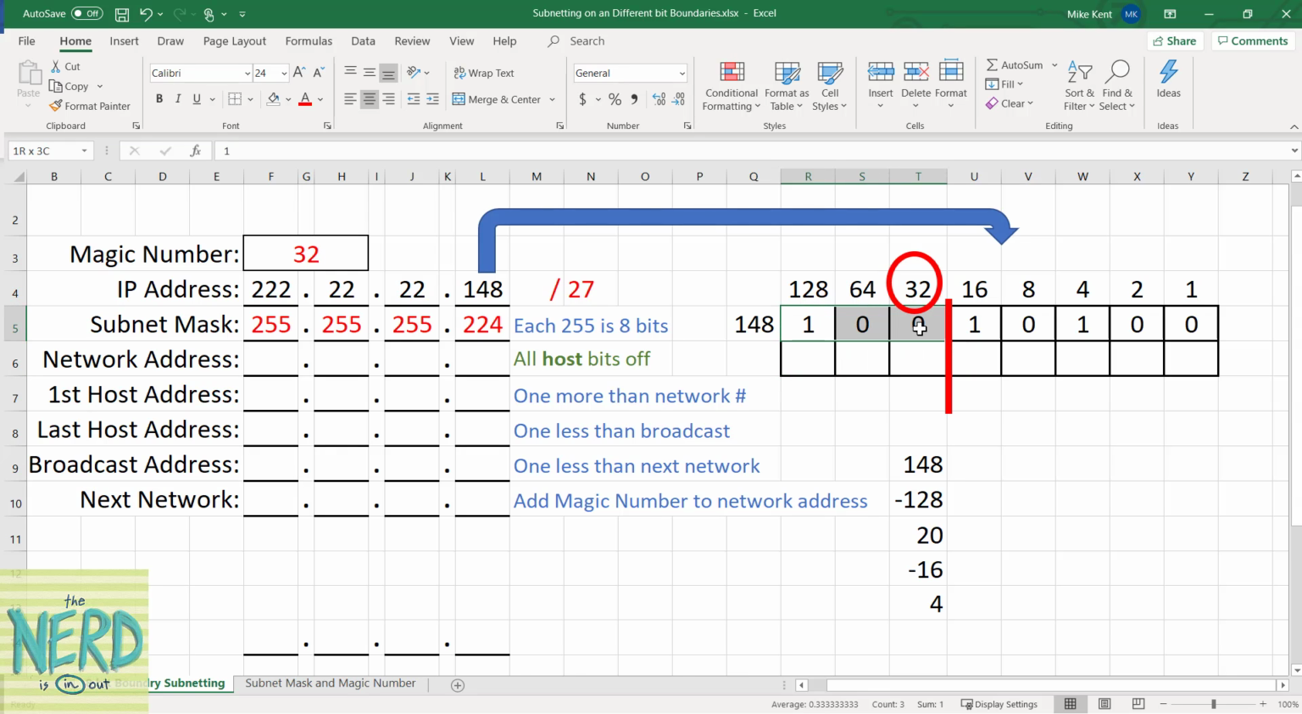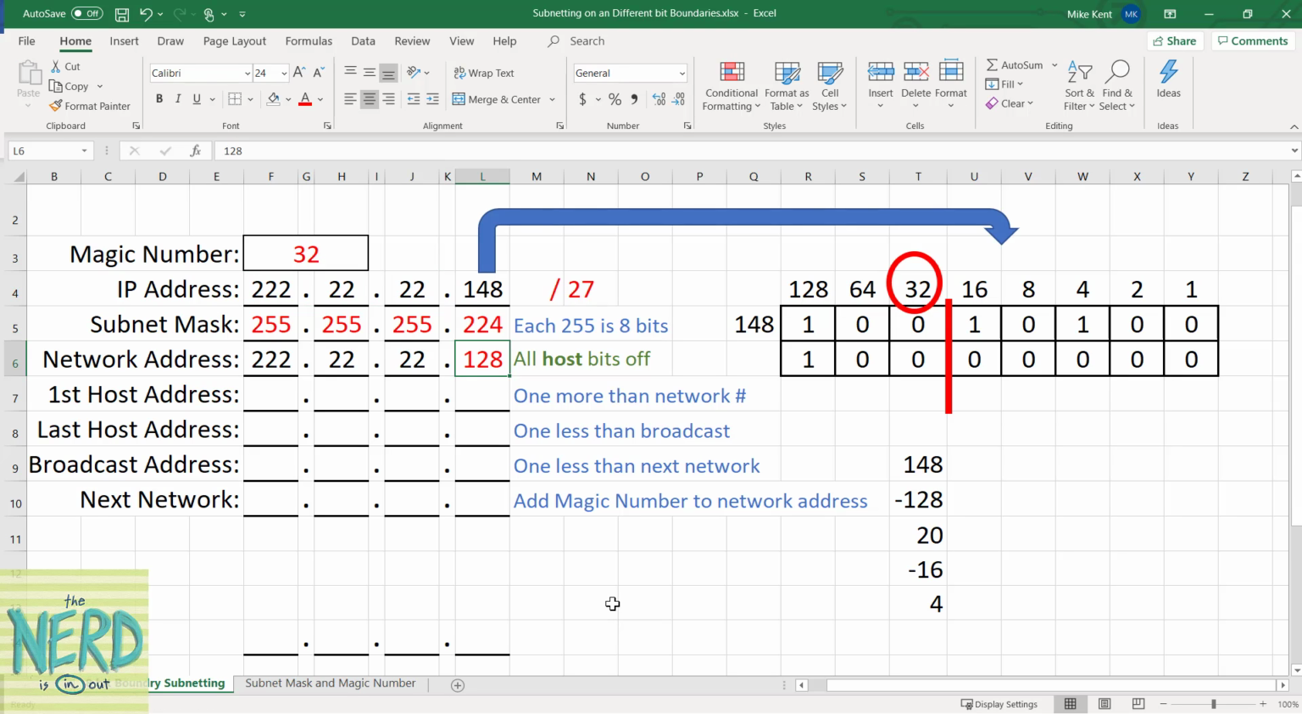So the network bits are 100. And to get the network address, you turn all of the host bits off. So my network address is 128. Or more specifically, my network address to get the full IP address of the network is 222.22.22.128. That's my network number. Computer number 148 is on network 128. All right, that's great.